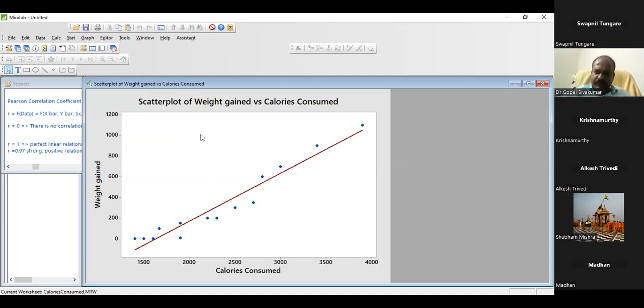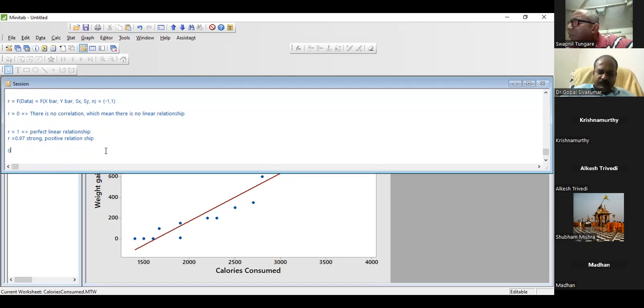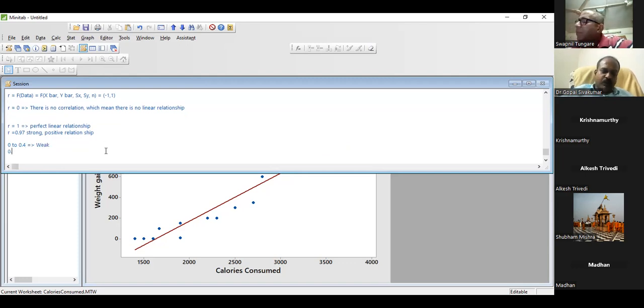But if you are having a problem reading this, then this comes to help. This is just a formula. This is just going to help us directly understand. So r can be 0. What is the meaning of 0? No correlation. +1 means perfect positive. -1 means perfect negative. Now please note, r value from 0 to 0.4, we are going to consider the correlation as weak. r value from 0.4 to 0.7, we will consider the correlation as moderate.